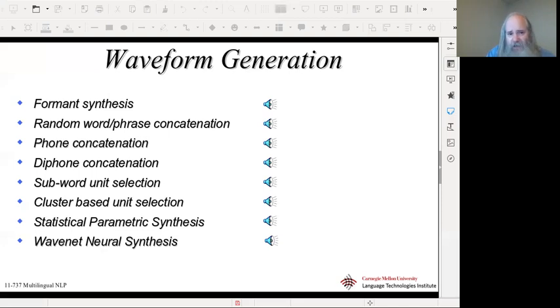In 2016, the whole world of speech synthesis was changed by DeepMind, who said we can predict actually the whole waveform directly using neural forms, and we ended up with WaveNet that sounds like this.